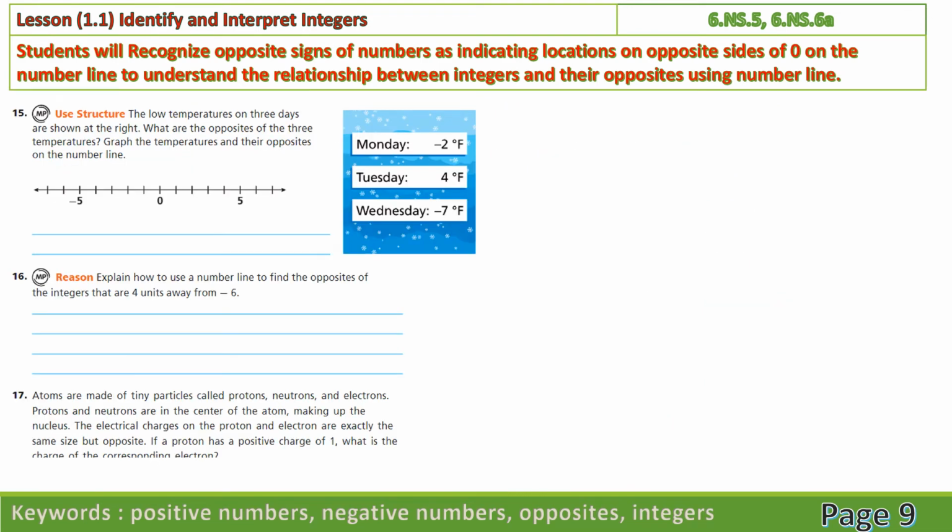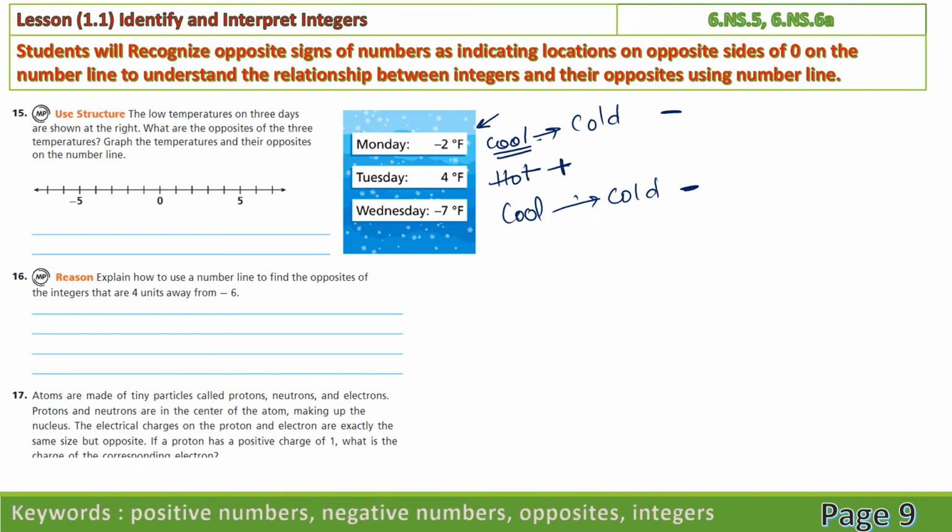The low temperatures on 3 days are shown here. Why? Let's see here negative 25. So it means it is cool, right? Here it is cooler. Positive means it is hotter. Negative means it is cool or cold. You can use any word. Cold and cool, you can use any word to express the negative integers, and hot will be expressed by a positive integer.